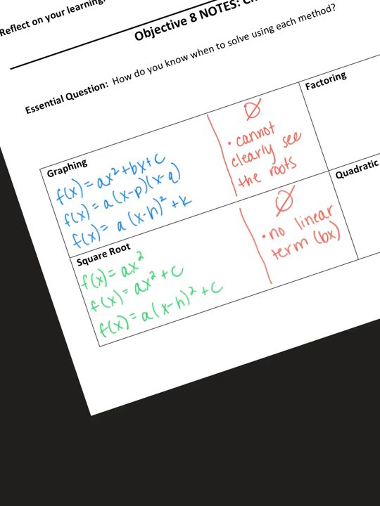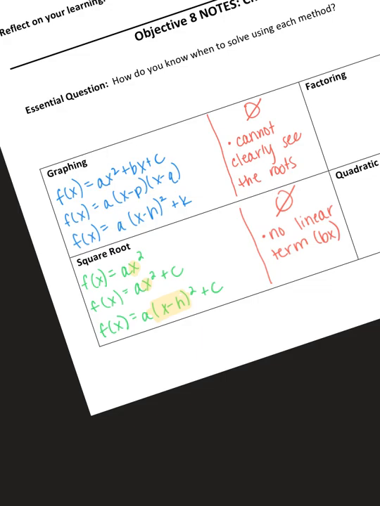And the reason that this works out well is that each one of these has a squared term or a squared expression that can be isolated. Okay, so we can isolate that x squared and take the square root. We can isolate this x squared and take the square root. And then we can isolate this x minus h and then take the square root in order to solve. Okay? So no linear terms allowed when you are solving by the square root.